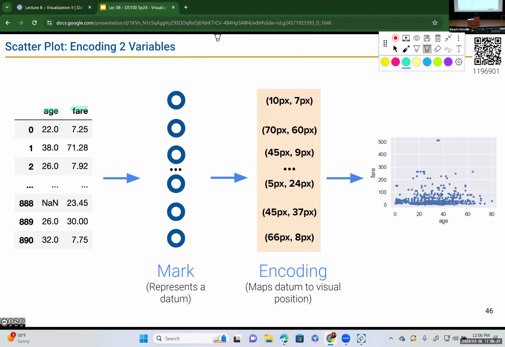We have those markers, and the encoding, instead of only one-dimensional encoding, is going to be encoding for age and for fair, and then we put that dot somewhere on the plot, right? So think about this entire process: we have markers, and we have different channels, and we put those markers in those channels in an appropriate way.